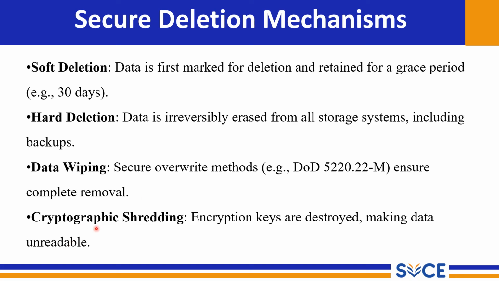And next one, cryptographic shredding. So encryption keys are destroyed, making data unreadable. By using encryption keys, we can destroy access to the data such that a third person, or even the admin using that particular system, security or storage, can't see that particular data. So that is called cryptographic shredding. Okay.